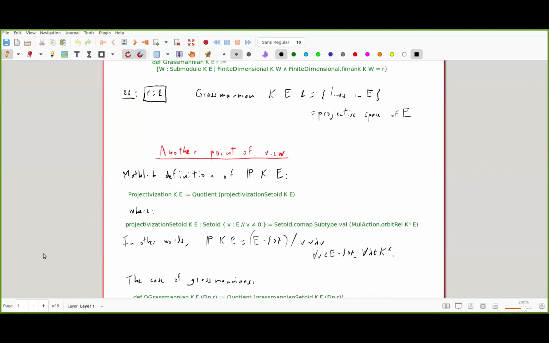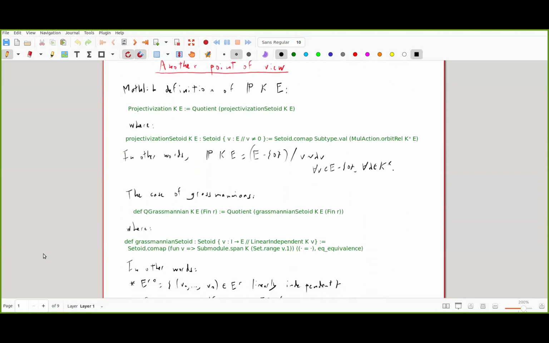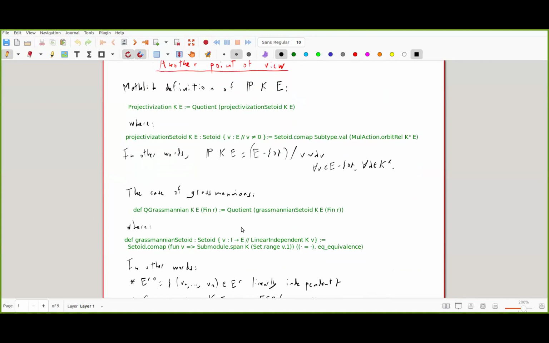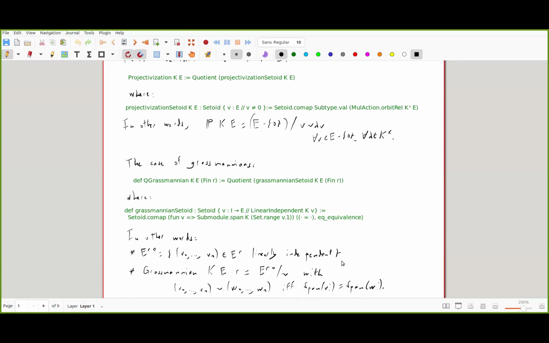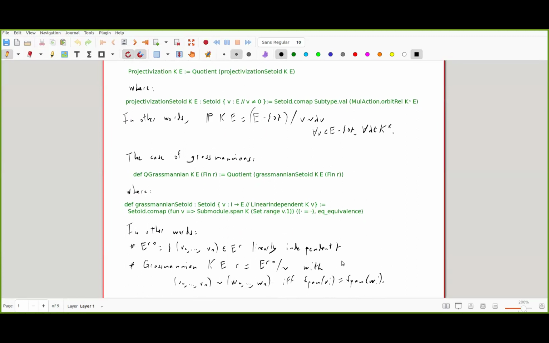It's maybe a bit more concrete point of view. You define a setoid on the space of families of linearly independent vectors, and the equivalence relation is that two families are equivalent if and only if they have the same span. Basically you have an R-dimensional subspace, you represent it by a basis, and then you quotient out by the relation that two families are equivalent if they define the same subspace.